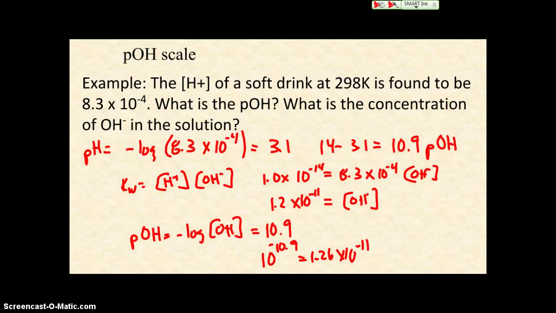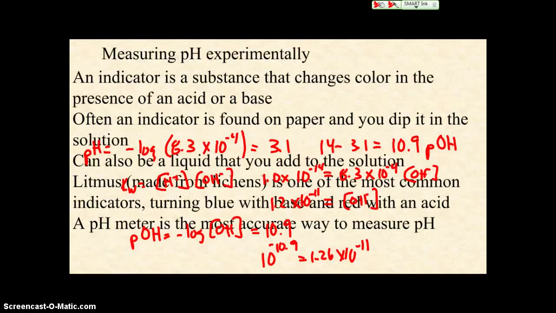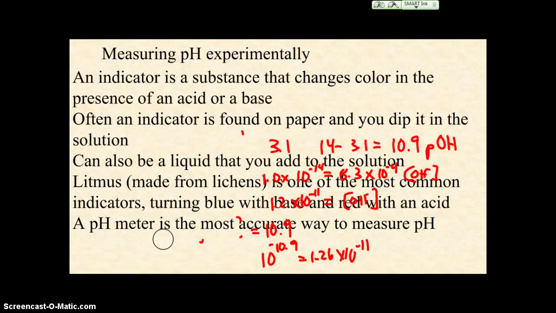So we can either find pOH from the concentration, or we can find the concentration from the pH or pOH. The last thing to finish up on here is just how do we measure pH experimentally? And we're going to be doing this in class. We're going to be doing a lab using pH probes. But there's a couple ways to do it.